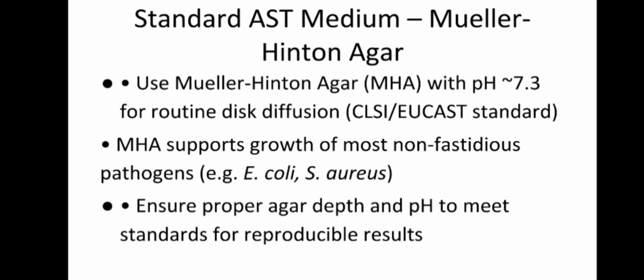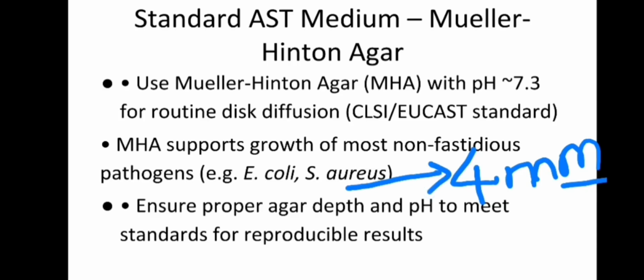Or nowadays we use strip-based AST. Okay, so MH supports growth of most non-fastidious pathogens, E. coli, Staph aureus. So it's important to ensure proper agar depth when you are pouring it. That is how much? 4 mm is the depth, and the pH should be 7.2 to 7.4, to avoid skewing inhibition zones. Otherwise it will not be standardized.